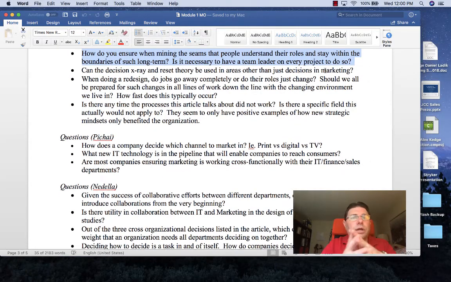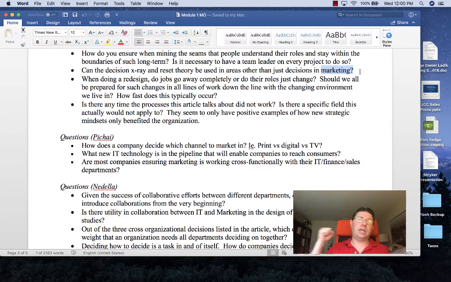Can the decision X-ray and reset theory be used in areas other than just decisions in marketing? Well, again, this article's weakness is it keeps focusing on the marketing instead of the market. That's my issue with both of these articles, is they keep thinking that in order to change the corporation, the change has to come from within the marketing department. I don't agree with that. I think the market should make us change the corporation. All the functions within, including marketing, including operations, including finance, including accounting.